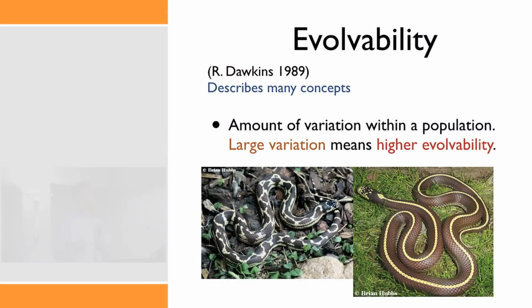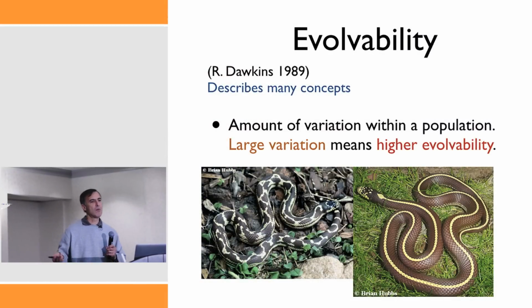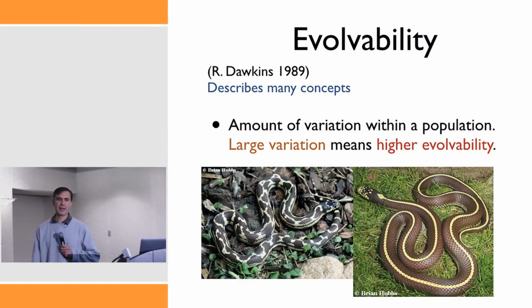So, evolvability was a term I think first introduced by Richard Dawkins in 1989, but that concept has been around for quite a long time before that. But actually, it appears to describe many separate related concepts. I'll describe three main ones that I've distilled from this literature, which I'm no expert in whatsoever. So the amount of variation within a population is one measure of evolvability.